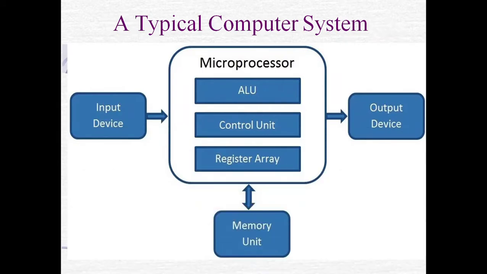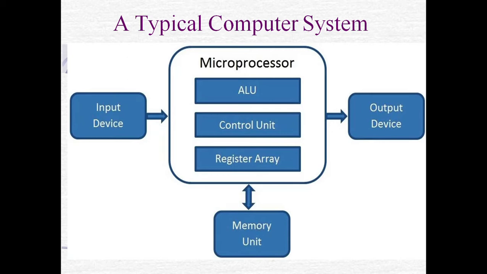A typical computer system, we need to understand a typical computer system where a microprocessor is part of a computer system. It is just an example to understand microprocessor based systems. In a typical computer system, there is a microprocessor, and there are output devices, there are input devices, and there is a memory unit.